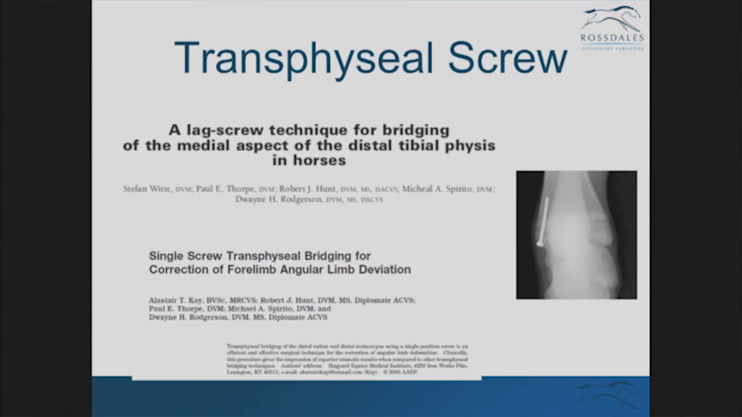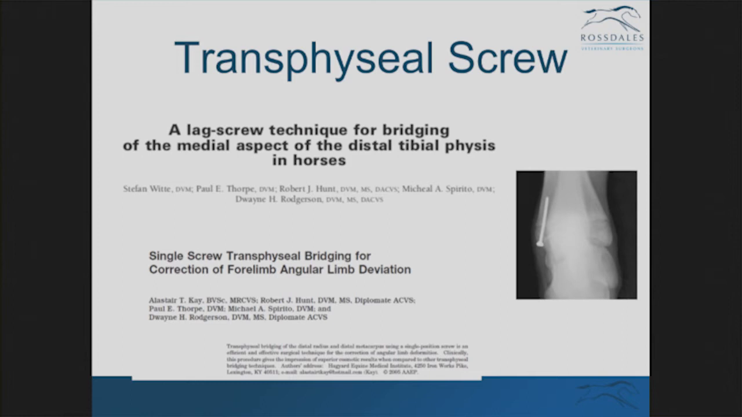The transphyseal screw was probably being performed an awful lot before it started to surface in the literature. The first paper actually came out, this Witte et al. paper, and the group in Kentucky at Hagyard published this technique used to affect the medial aspect of the distal tibial physis, so placing of a transphyseal screw in the hock. This is probably the least commonly used of the transphyseal screws, so interesting that that was published first.